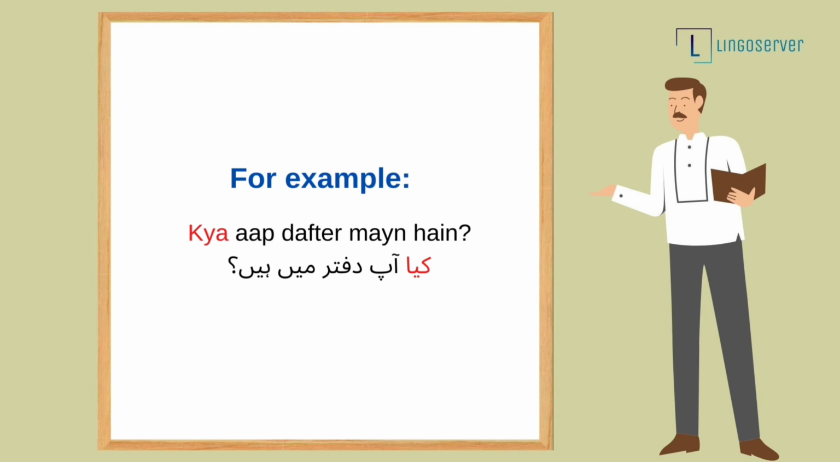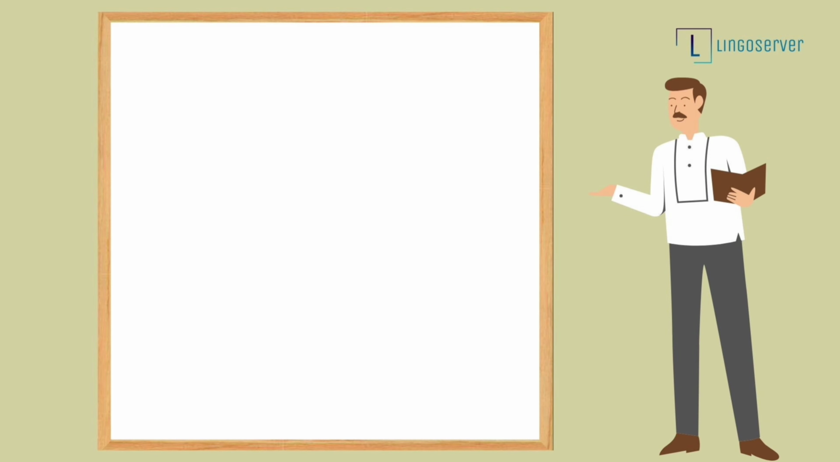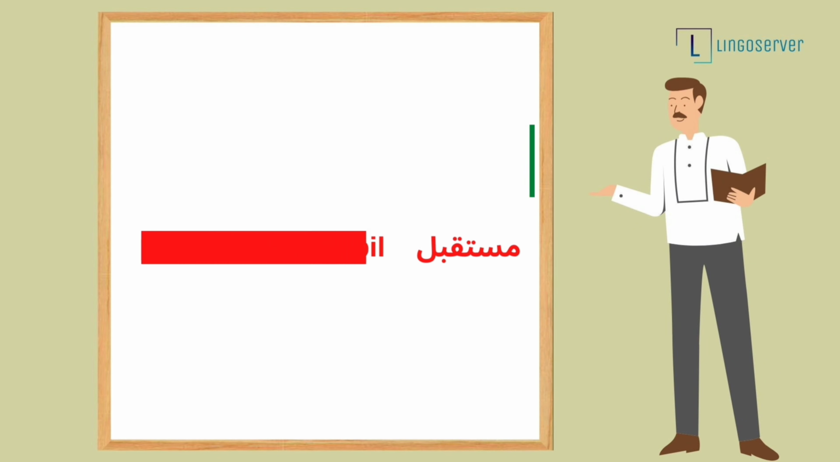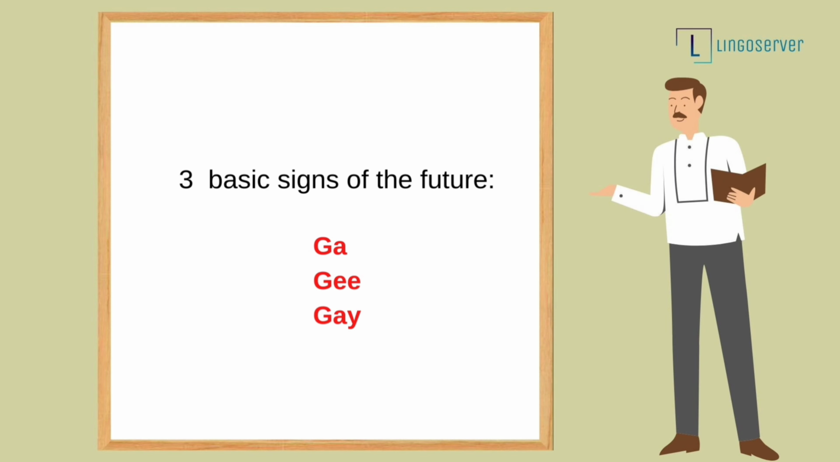For example, क्या आप दफ्तर में हैं? Hope you understood till here. And now we're going to start about the helping verb or signs of future tense in Urdu. And there are three basic signs of future: ga, gi, ge.